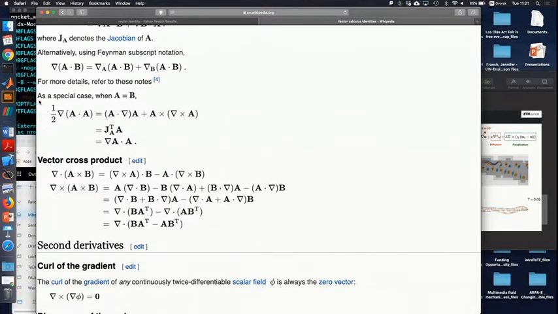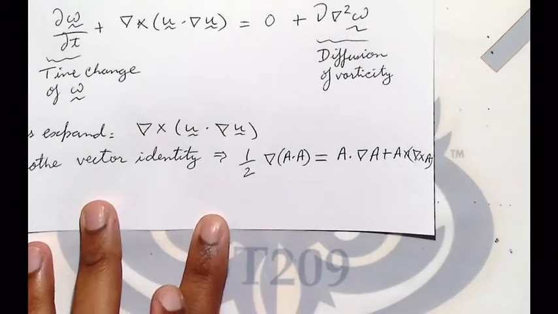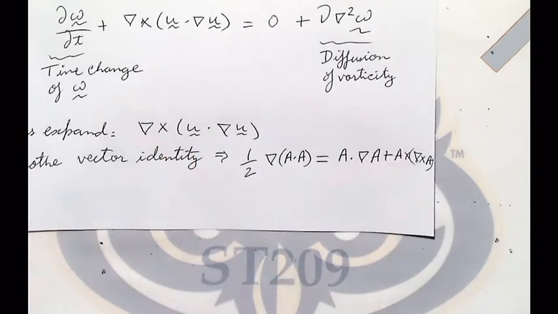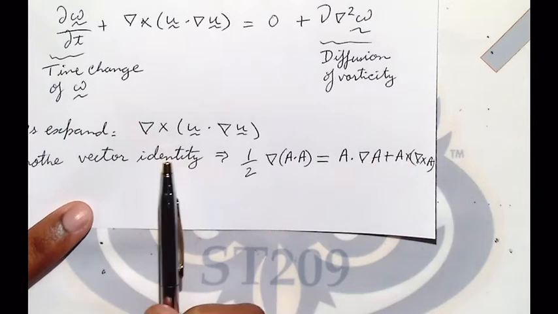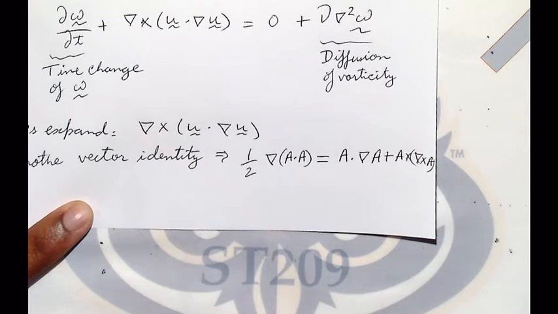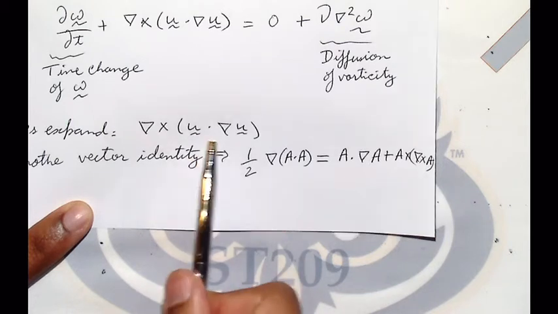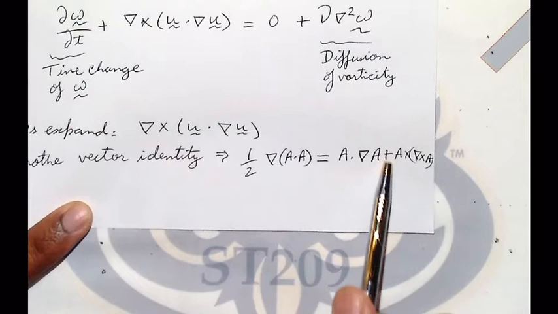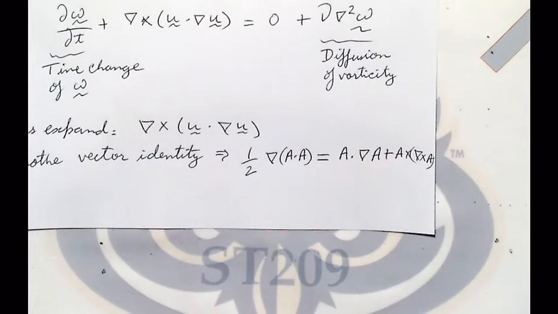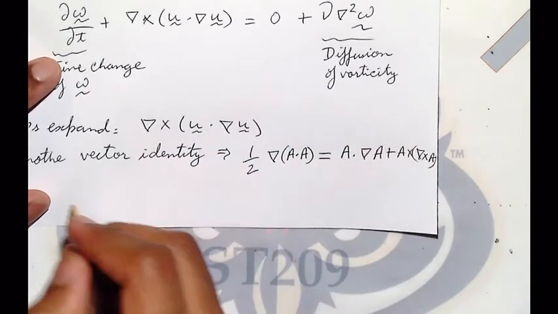All right, so we have this, and we will use this vector identity over here. Let's see, what matches here? Okay, so this term inside looks the same as the first term on the right hand side.